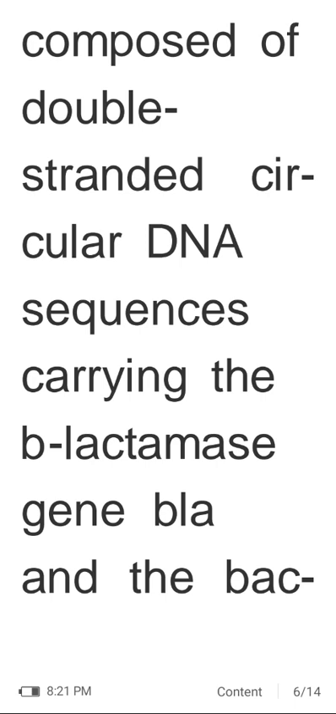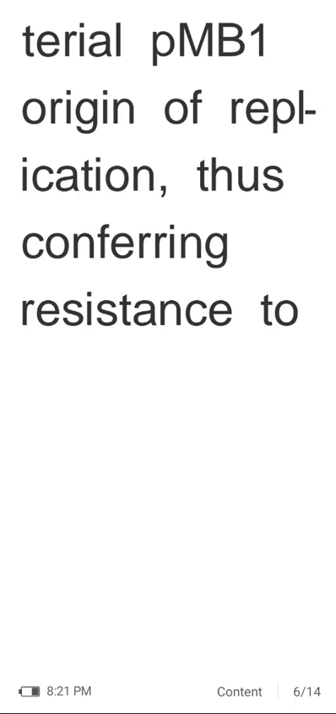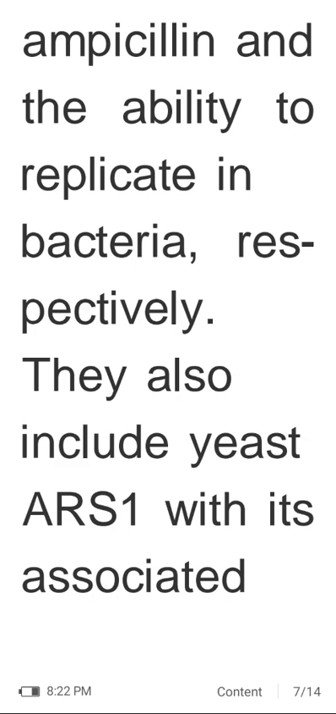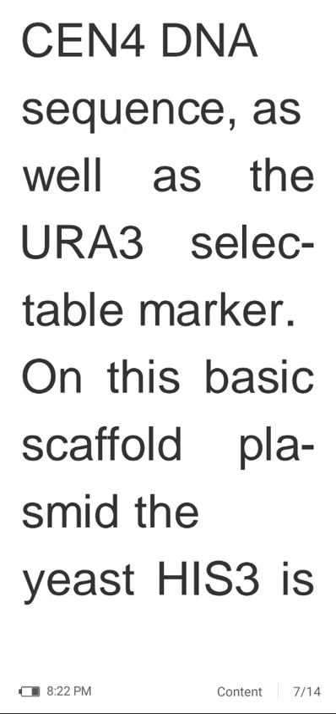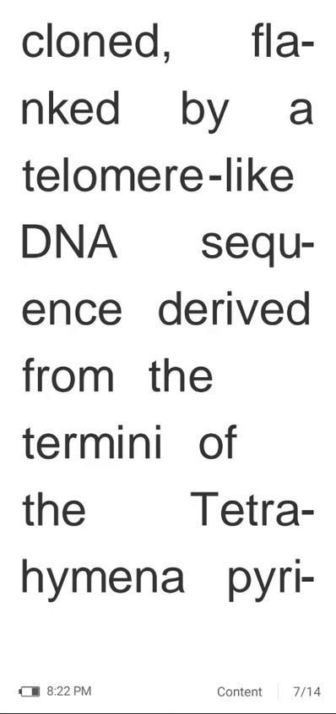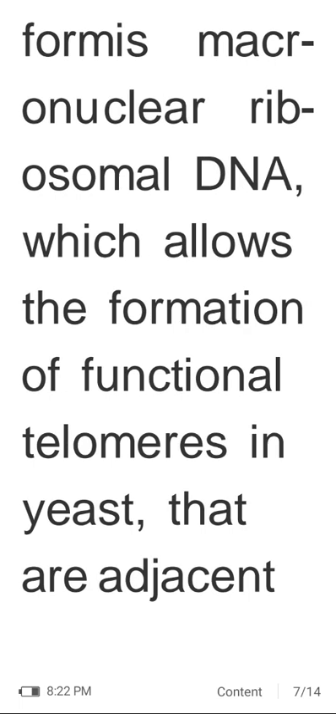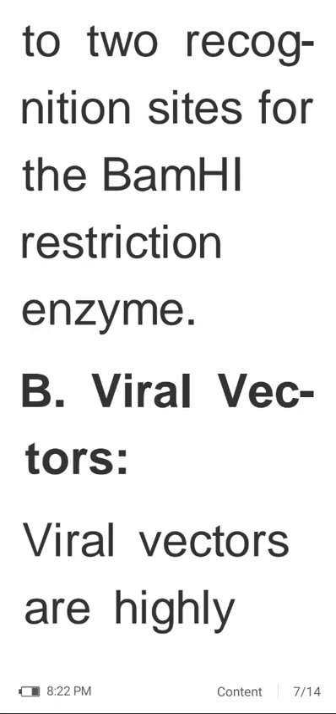These are composed of double-stranded circular DNA sequences carrying the beta-lactamase gene, bla, and the bacterial pMB1 origin of replication, thus conferring resistance to ampicillin and the ability to replicate in bacteria respectively. They also include yeast ARS1 with its associated CEN4 DNA sequence as well as the URA3 selectable marker. In this basic scaffold plasmid, the yeast HIS3 is cloned, then flanked by a telomere-like DNA sequence derived from the termini of the Tetrahymena macronuclear ribosomal DNA, which allows the formation of functional telomeres in yeast. These are adjacent to two recognition sites for the BamHI restriction enzyme.